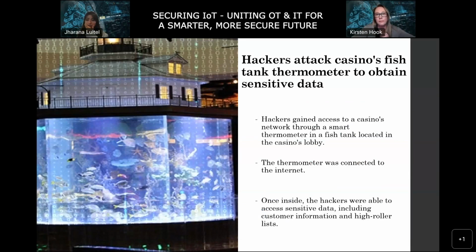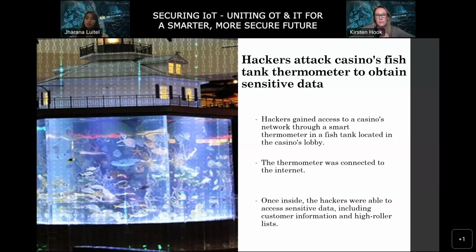So in 2018, HackRead reported on a case where hackers gained access to a casino's network through a smart thermometer in a fish tank located in the casino lobby. The thermometer was connected to the internet and had weak security measures in place, which the hackers exploited to gain access to the casino's network. Once inside, they were able to access sensitive data, including customers' information and the high roller list.